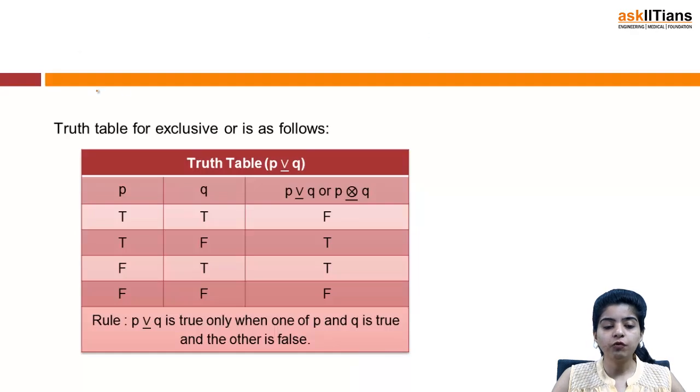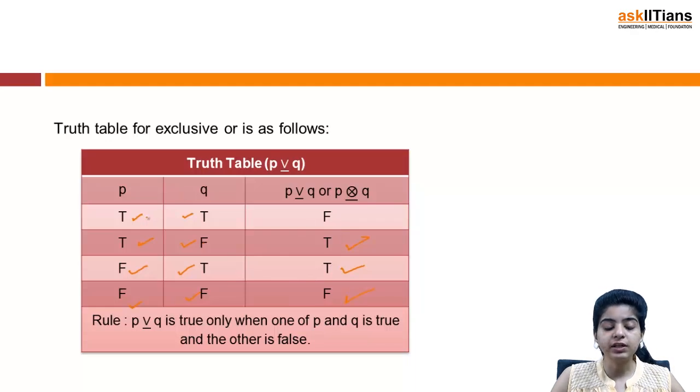Now the truth table for exclusive OR. We have already discussed that in the case of inclusive OR, your truth table is going to be the same as your OR. Now the truth table for exclusive OR: we again consider the same cases: true, true; true, false; false, true; false, false. When this is true and this is false, you have it as true, and you have it as true. This is exclusive OR, and false, false is obviously false.